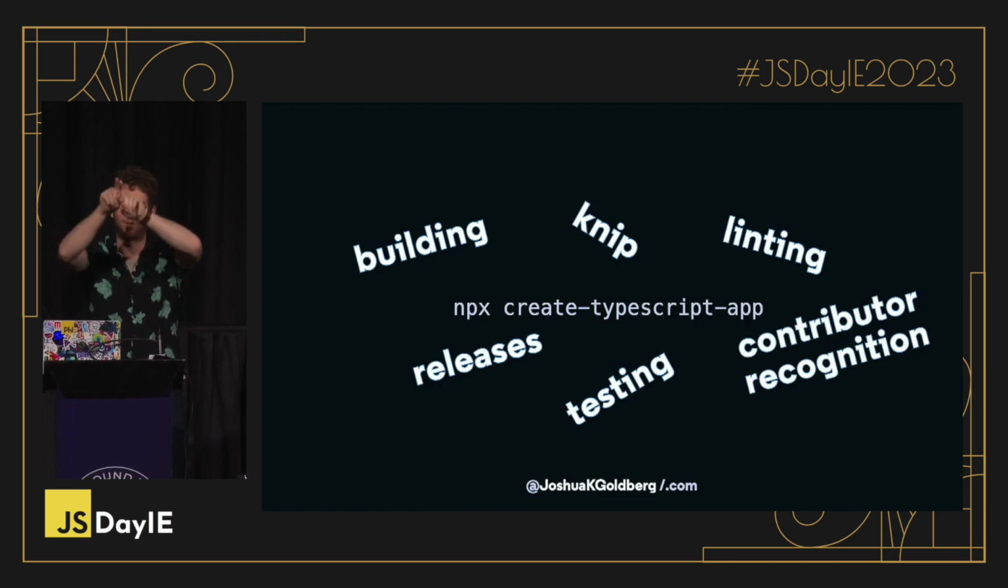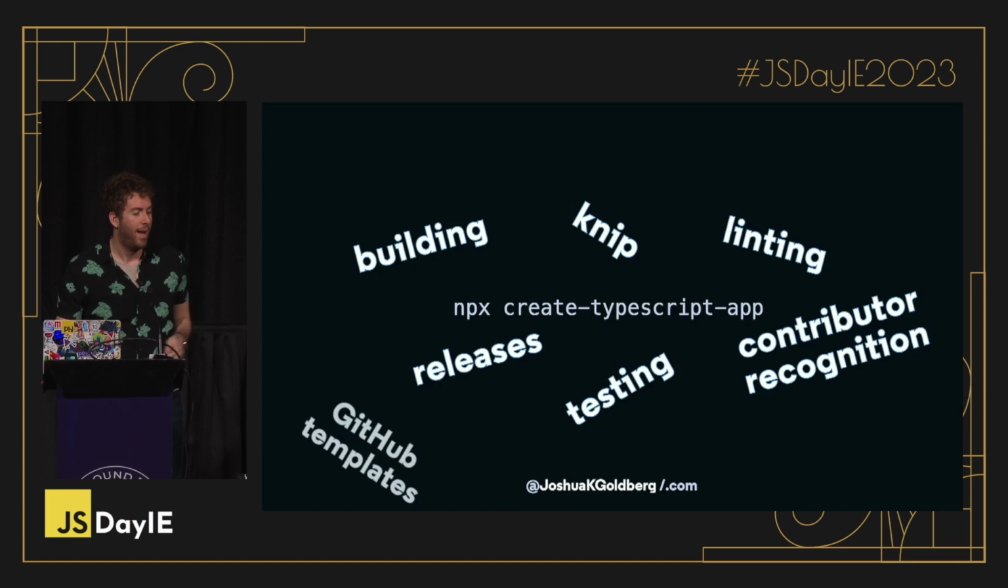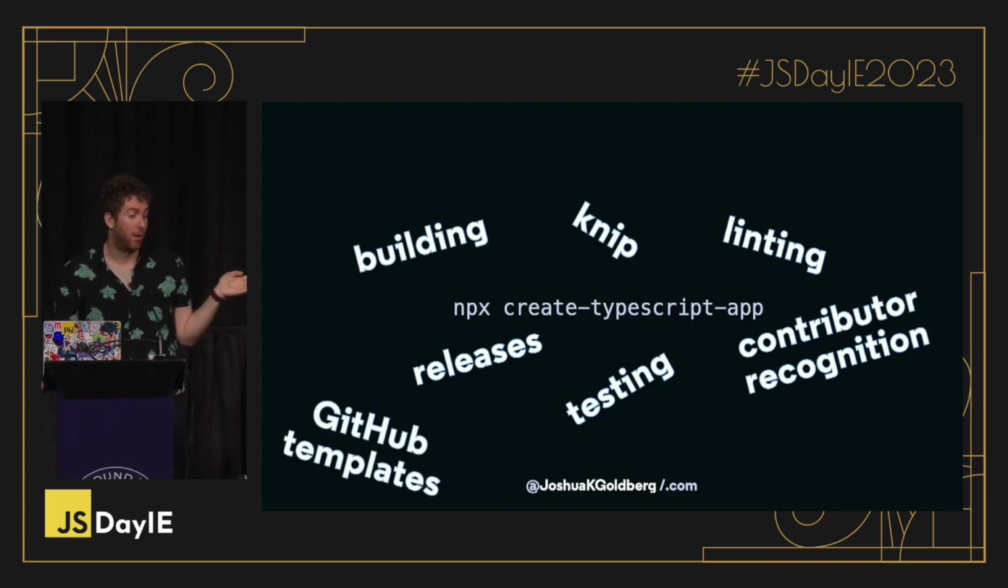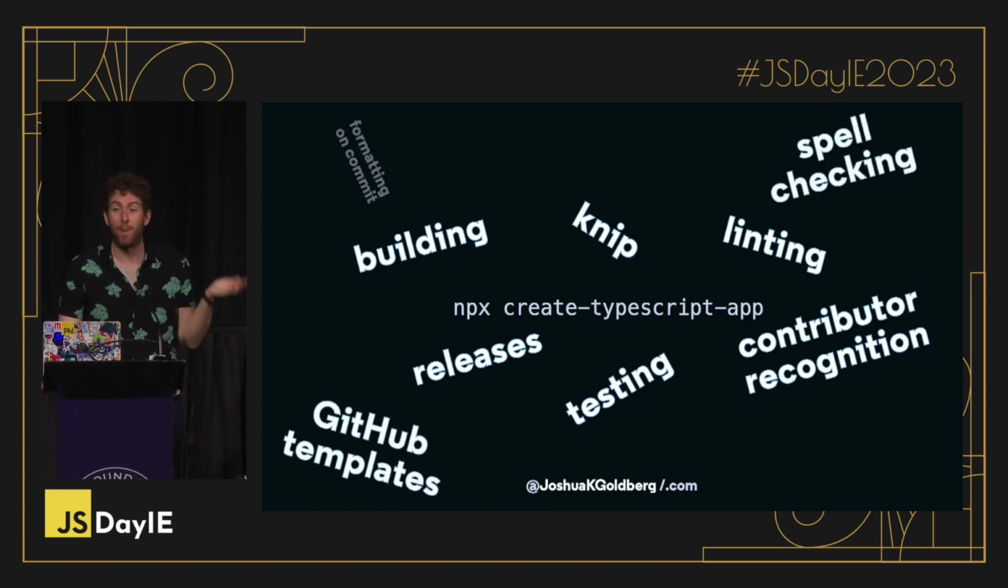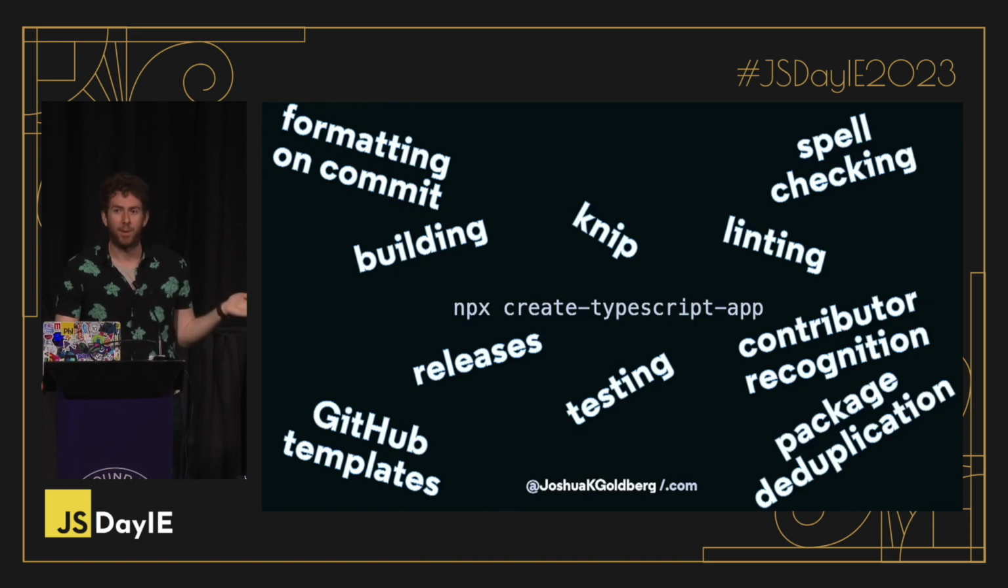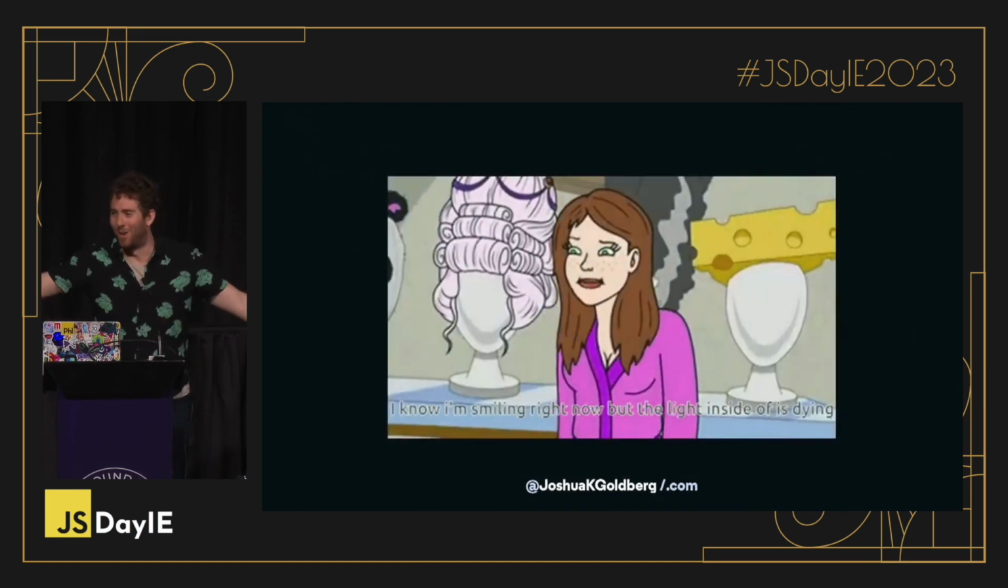It's got, anyone see those tables in the readmes of the all contributors with the emojis? It's got that. It's got GitHub templates like issue and PR templates. It's got spell checking. It's got formatting on commit. It's got package duplication, which is actually a built-in feature to PNPM. There's a lot going on.